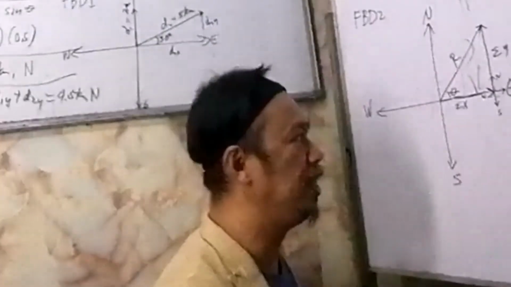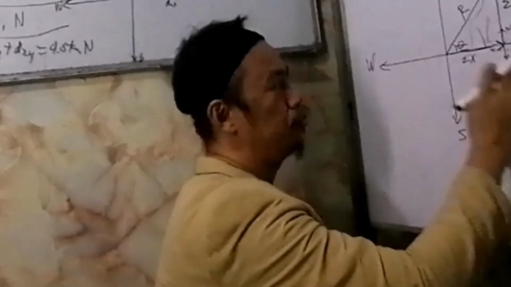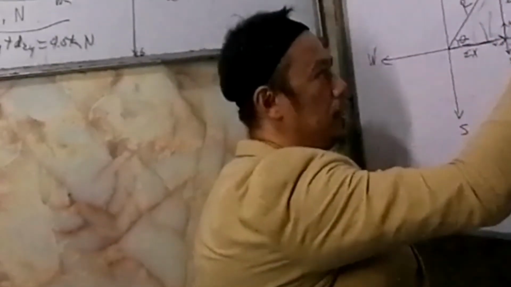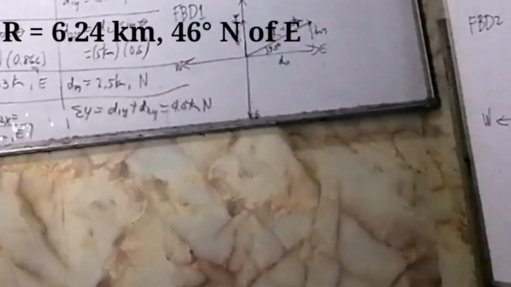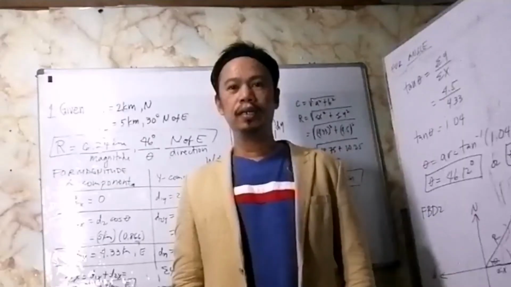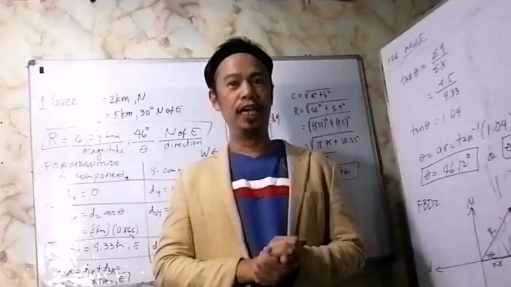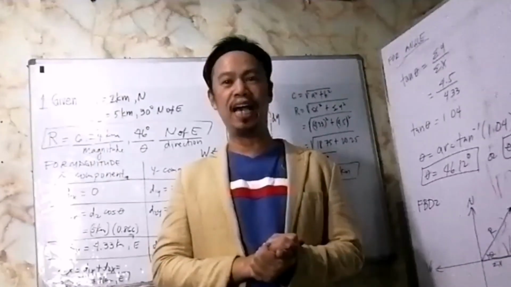So, where is the theta located? It is along east. Therefore, the theta is going to north. That's why that is north of east. So, to complete that unknown, we put north of east here. So, the resultant vector now is 6.24 kilometers, 46 degrees north of east. Okay? So, we know now how to compute the resultant of two vectors. So we don't simply add it.